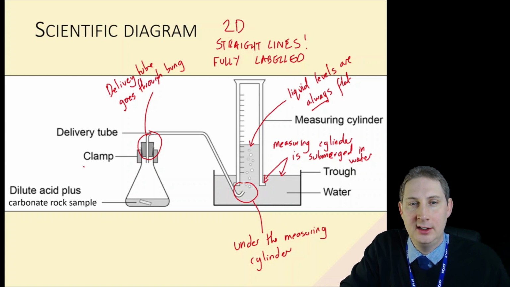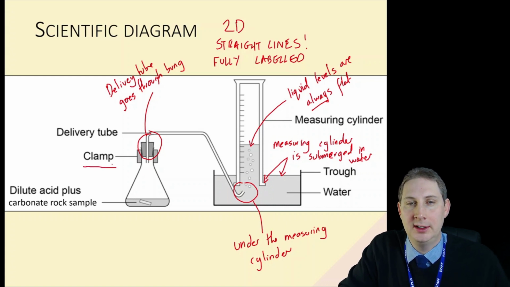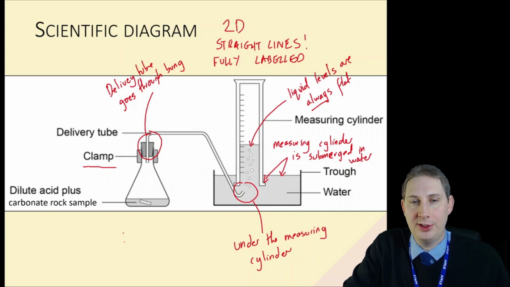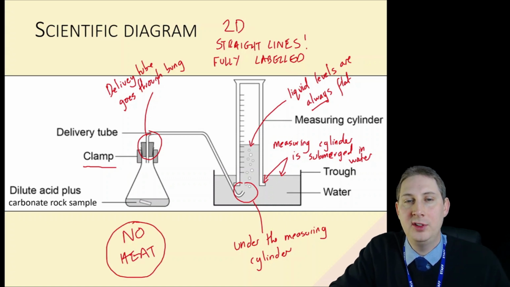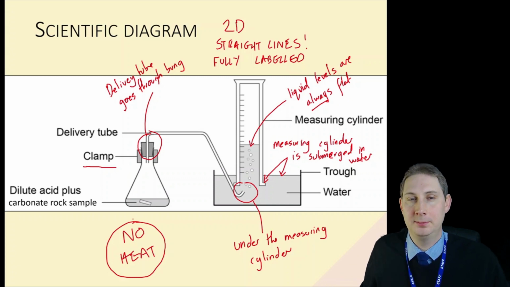And finally, look at how the clamp is drawn. It's nice and neat, out of the way, but it brings across the idea that you need to clamp that flask. Also, we don't need to heat this experiment. Loads of you were under the impression that we needed to heat it to make this reaction go, and that is true, it would make it go faster, but we don't need to heat this conical flask. So when you draw this diagram, just pay attention to all of these things.